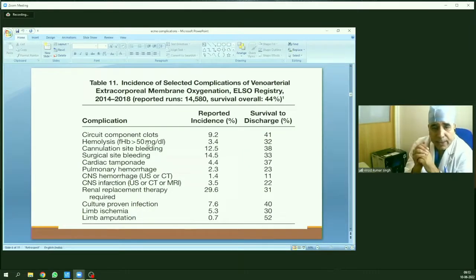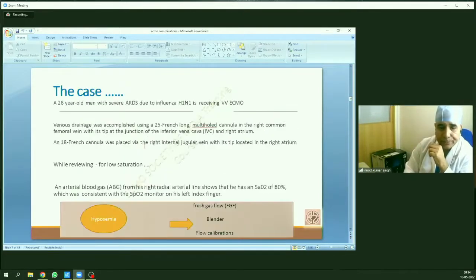Now, this is the ELSO data where you can see the complications. It is not specified whether ventilator, patient-related or machine-related. Here you can see the most common complication is renal replacement therapy, the requirement of renal replacement therapy. That could be related to the sickness of the patient. Besides that, cannulation site bleeding, which is around 12.5%, and surgical site bleeding 14.5%. Also, if you look at CNS hemorrhage, it is quite high, 1.4%, and CNS infarction, that is thrombosis, 3.5%. So the complications are not uncommon if you put a patient on ECMO, particularly thrombosis and bleeding.